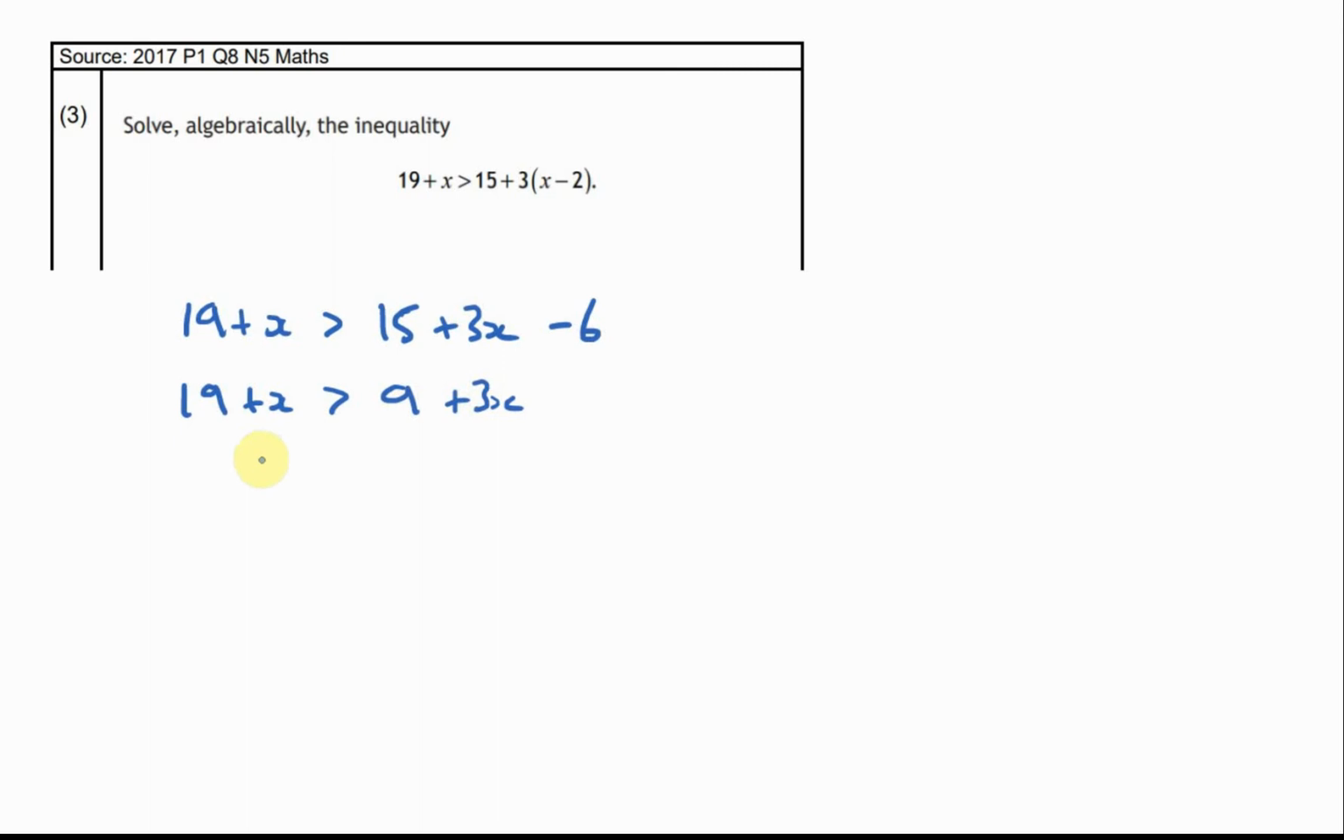Okay, so now I want all the x's on one side, all the numbers on the other. So let's put the x to the right just now to keep the x's positive. So that's going to be 19 greater than 9 plus 2x. That's taking an x away from both sides. Now let's put the 9 to the other side, so take away 9 from both sides. So 10 is greater than 2x.